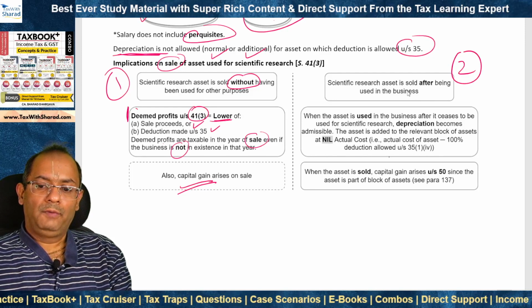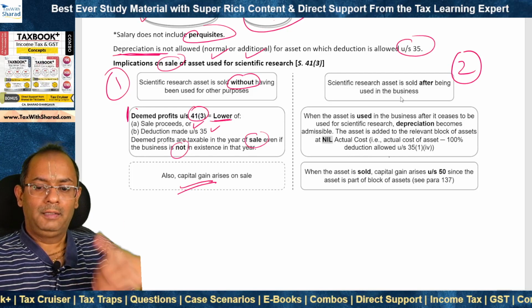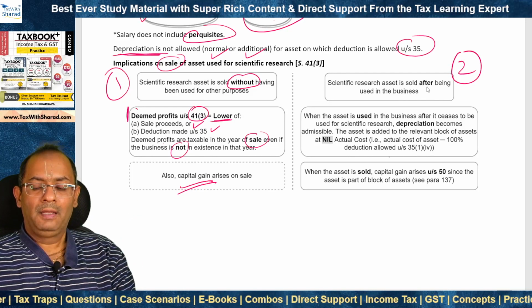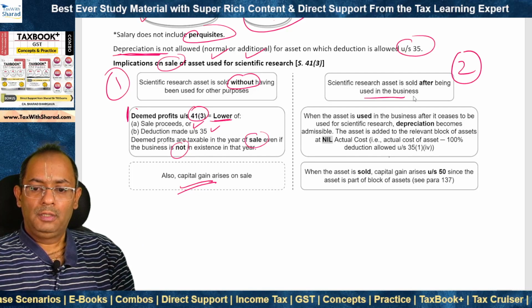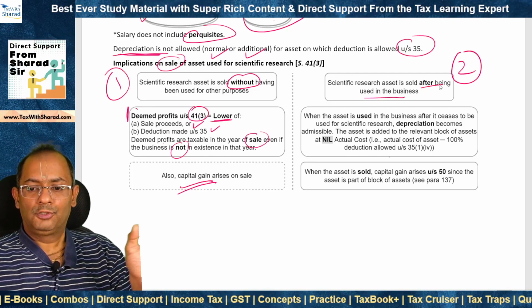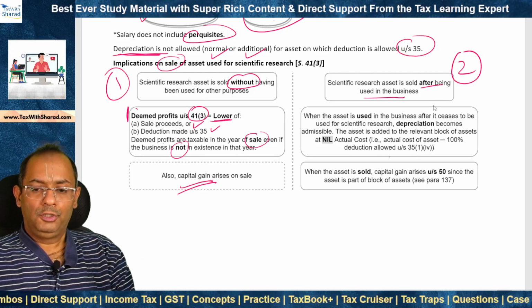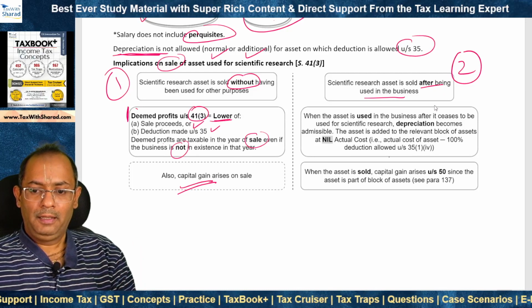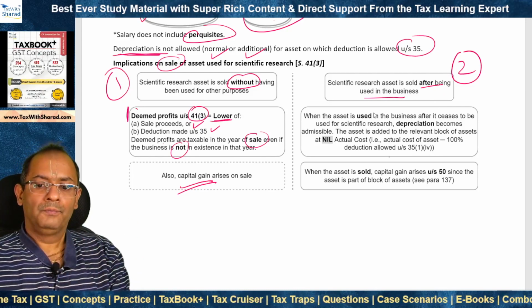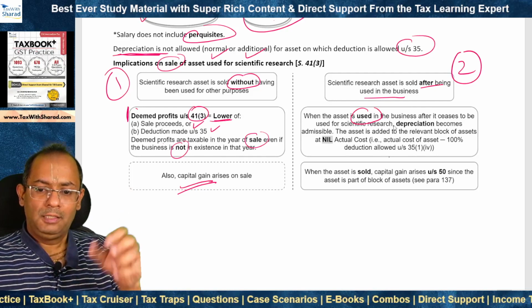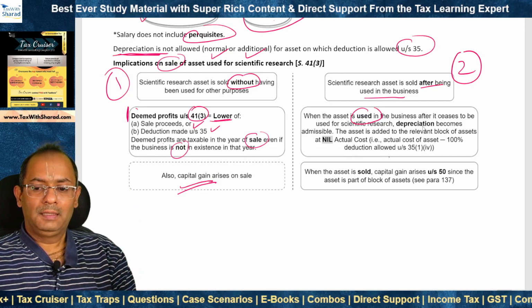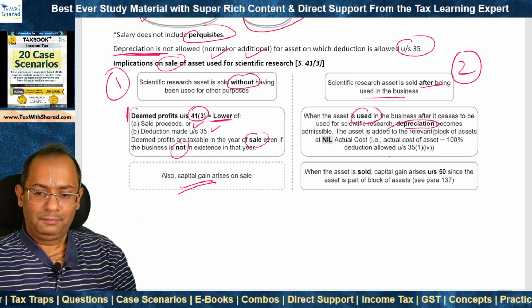Second situation is where the scientific research asset is acquired, a deduction is claimed under section 35, and it is then being used in the business, and after that it is sold, right? So it is used, it is brought into use in the other areas of business, and after that it is sold. So when the asset is used in the business, after it ceases to be used for scientific research, the assessee would like to claim depreciation.